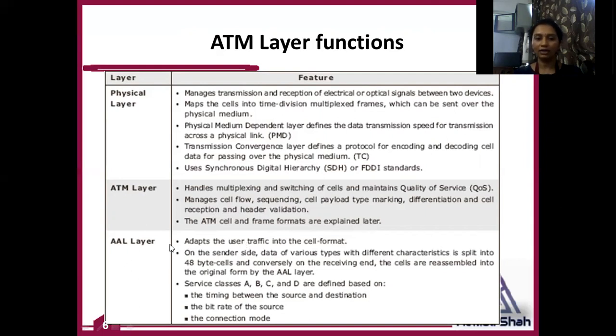The AAL layer has the facility to adapt the user traffic into the cell format. On the sender side, data of various types with different characteristics is split into 48 byte cells, and on the receiving end, the cells are reassembled into the original form by the AAL layer. Service classes A, B, C, D are defined based on the timing between the source and destination that you require for transmission, the bit rate of the source, and the connection mode.